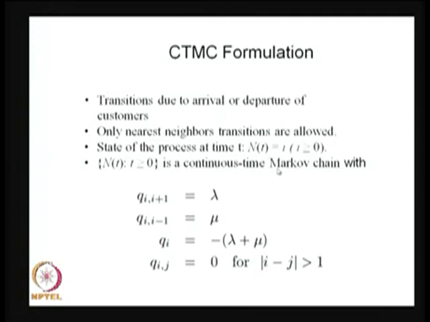Therefore, this is going to be a continuous time Markov chain with the rate at which the system moves from state i to i plus 1 being lambda, and the rate at which the system moves from state i to i minus 1 being mu, and all other rates are going to be 0 other than the diagonal element. These rates are also constant, not state dependent rates. Therefore, this is a birth-death process with the birth rates lambda and the death rates mu.